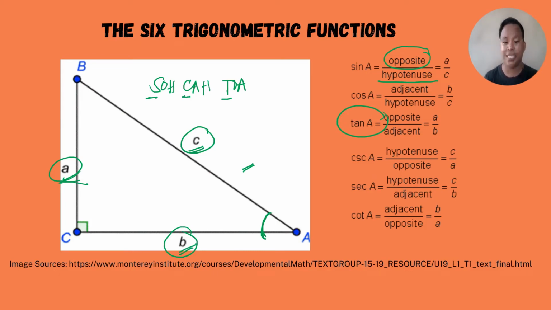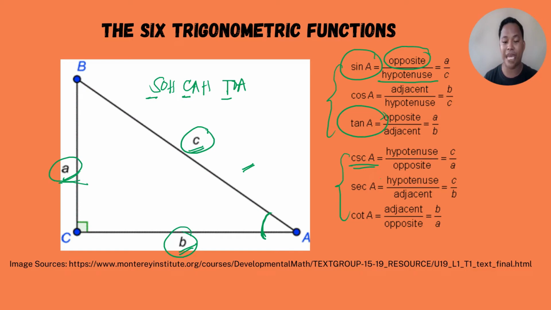And these three functions can be used to find the value of the other three functions. For cosecant A, this is the reciprocal of sine A. And since sine A, or the value of the sine of an angle, is equal to the opposite over the hypotenuse, then its cosecant is equal to the hypotenuse over the opposite side.